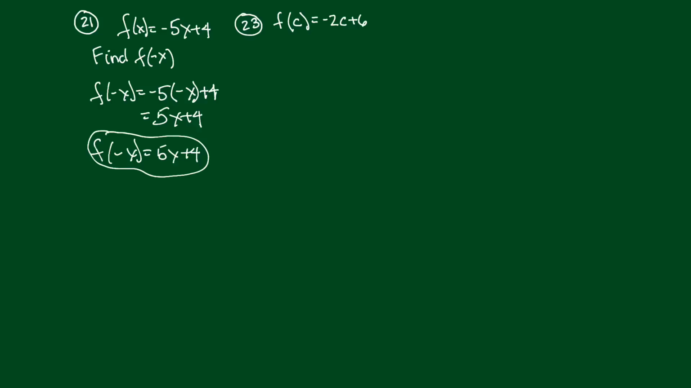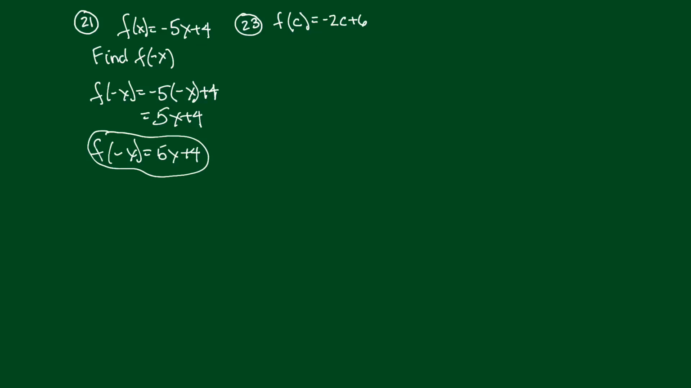Number 23, we have this set of instructions. The label is f, so the name of this set is f. So instead of having to say -2c plus 6 every time, we can just call it by a name, f. And what we're told is that if you put in some number, now we're just calling that number c, it could be x, it could be y, anything, right? Just c is what we're going to call it. You put in some number, call it c. What do you do to it? You multiply it by -2, and then you add 6.